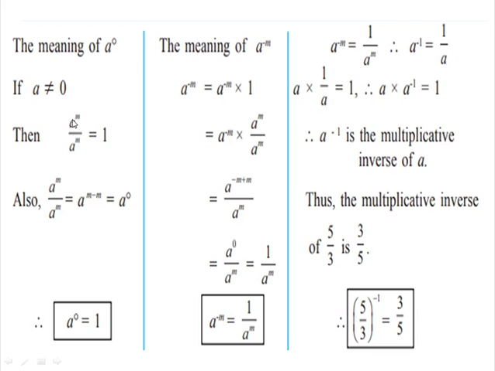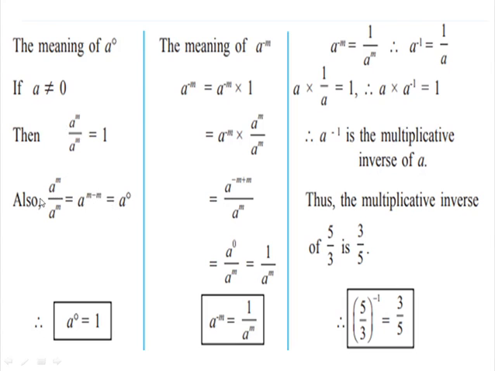Here A raised to M upon A raised to M. Here both the numerator and denominator are same. We have seen when the same number is divided by the same number, then the answer is always 1. Also, according to the rule that we have seen, now A raised to M upon A raised to M, here the base is same, we can subtract the index. That is A raised to M minus M, it is equal to A raised to 0.